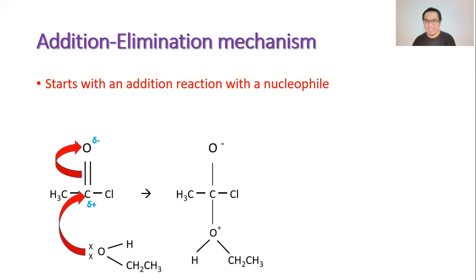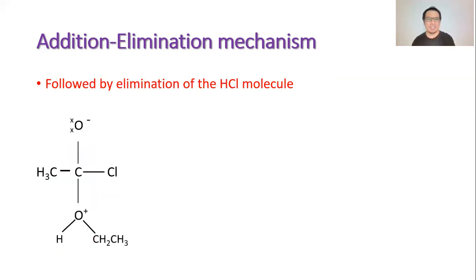So the reaction is not over yet because there are 2 parts to the reaction. The next part is the elimination reaction, whereby the HCl molecule needs to be eliminated from this particular intermediate. Just like just now, you're going to see the C double bond O redeveloped back. The lone pair of electrons from the oxygen will be contributed back to the carbon to oxygen bond, making back the pi bond. At the same time, the carbon-chlorine bond needs to be broken.